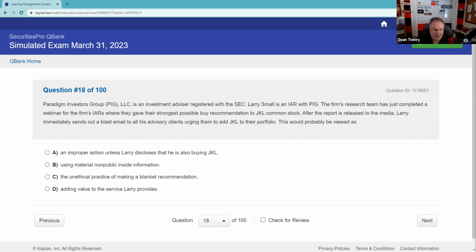Paradigm Investors LLC is an investment advisor registered with the SEC. Larry Small is an investment advisor representative with PIG. The firm's research team has just completed a webinar for the firm's investment advisor representatives, where they gave their strongest possible buy recommendation to JKL common stock. After the report is released to the media, Larry immediately sends out a blast email to all of his advisory clients, urging them to add JKL to their portfolio. This would probably be viewed as an unethical practice of making a blanket recommendation.